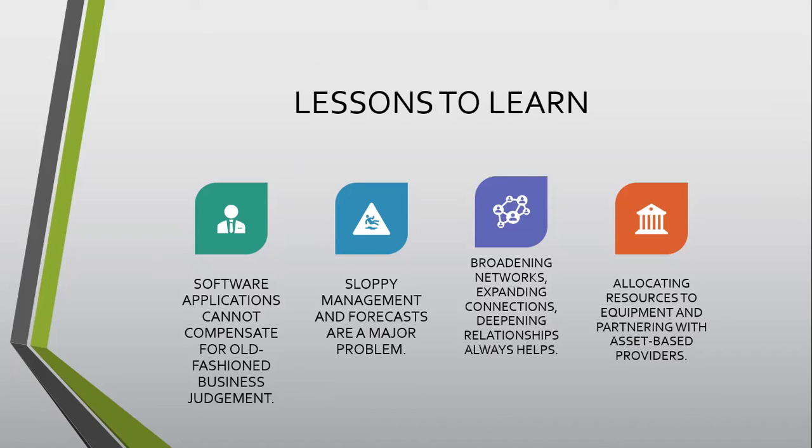And the last one is allocating resources to equipment and partnering with asset-based providers. Nowadays, everybody is getting used to automation. If automation is of help, then all the resources should be allocated according to the equipment we are using in the process, and we should also partner with asset-based providers. Someone who is providing us with equipment or materials is an asset for us, and we should partner with them in order to make the whole process smooth.